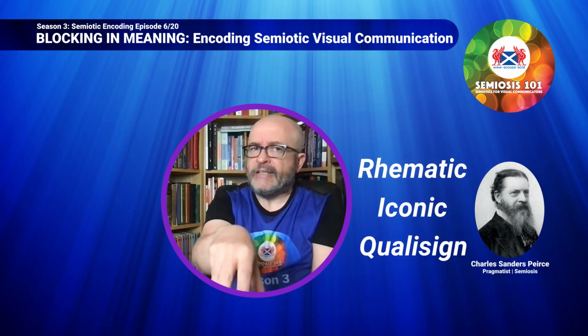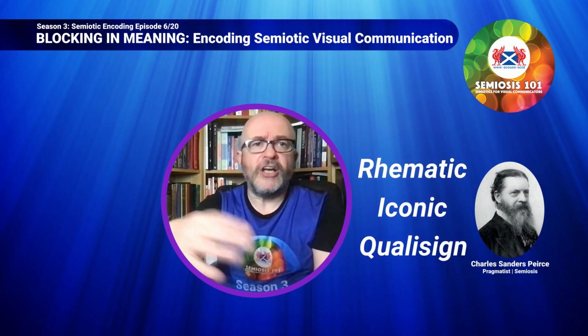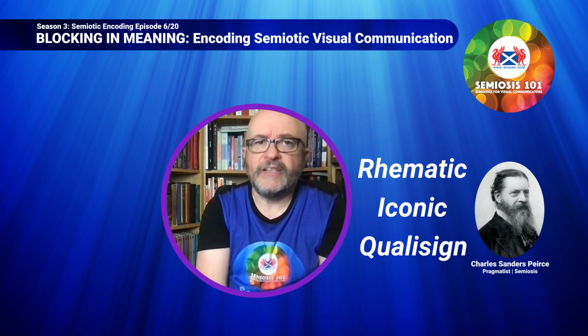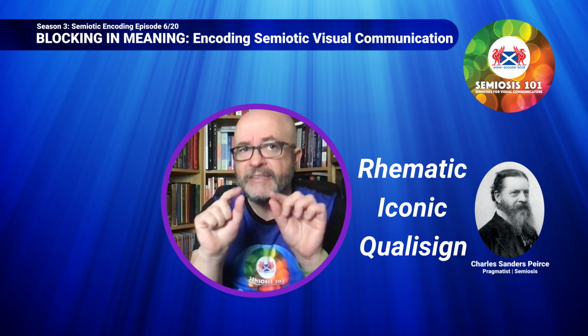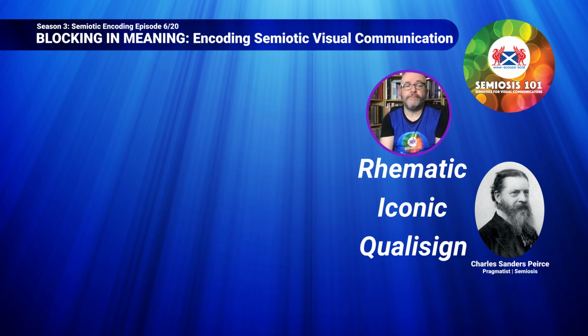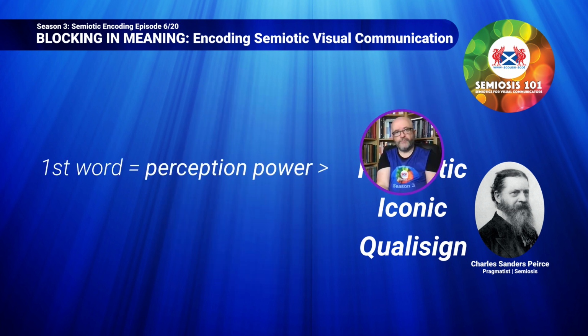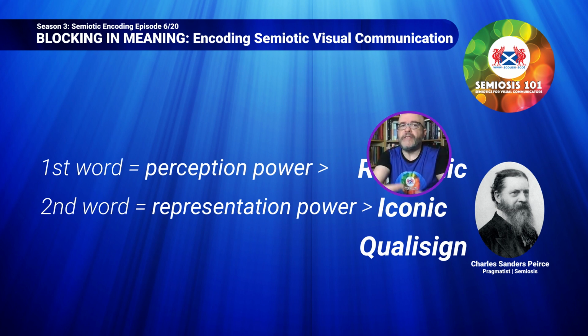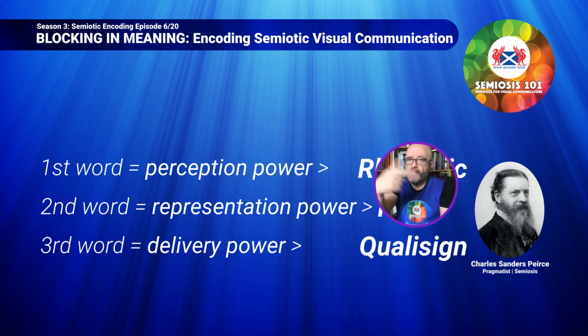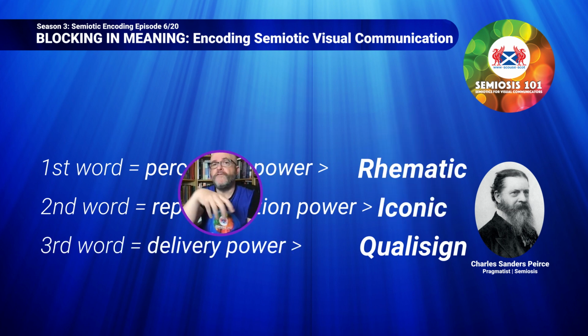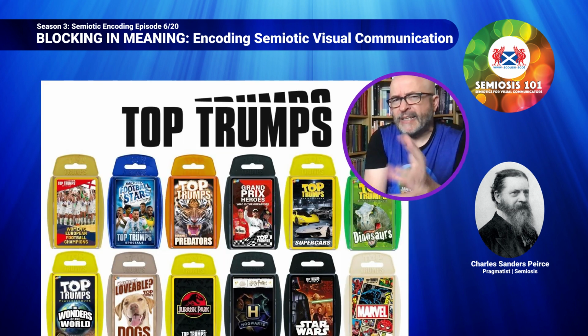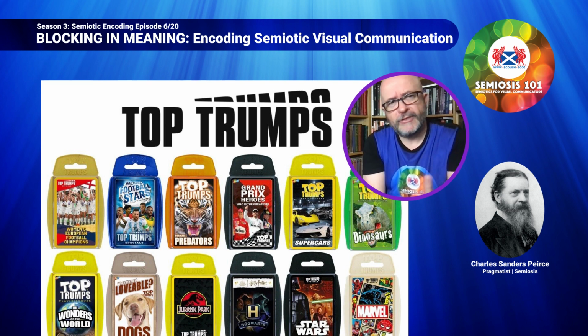In the three-word salad of a name which Peirce utilizes to describe each of the 10 sign classes, the power I have discussed is there in plain sight. The first word describes the perception power of the sign. The second word describes how the meaning is represented. The third word describes the type of vehicle that the sign uses to carry the meaning. This is beginning to sound like a game of top trumps for semiotic sign action.